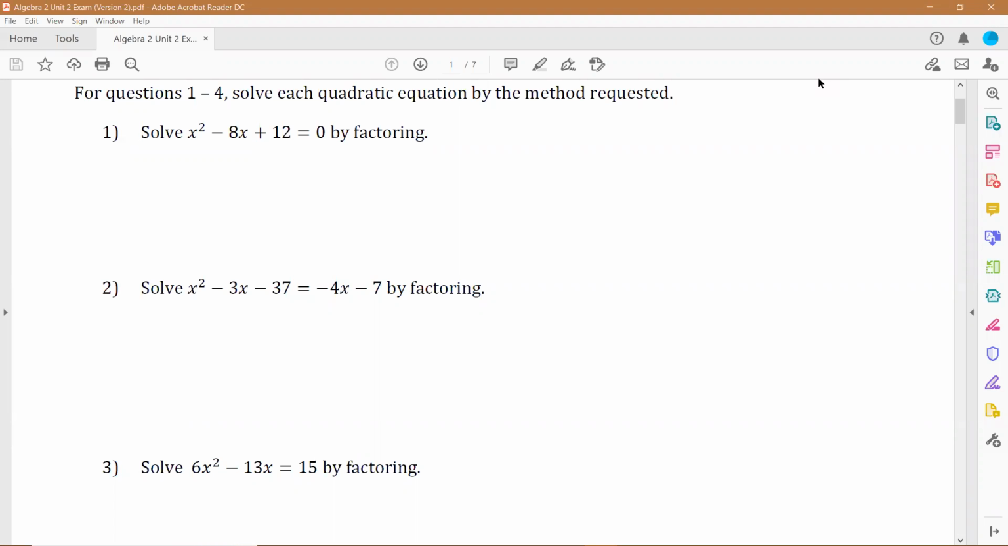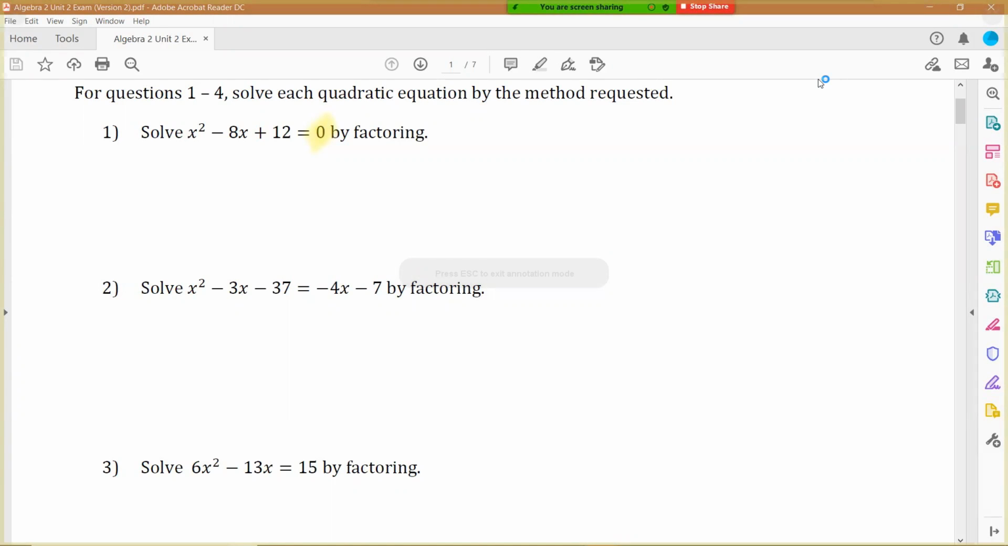So for questions 1, 2, and 3, we're asked to solve each quadratic equation by factoring. When we factor, the first thing we want to make sure is that we have 0 on one side. So for question number 1, we do have 0 on one side. Then we want to check for a greatest common factor. So I'm looking at all three terms on the left, x squared minus 8x plus 12, to see if they have anything in common. In this case, they do not.